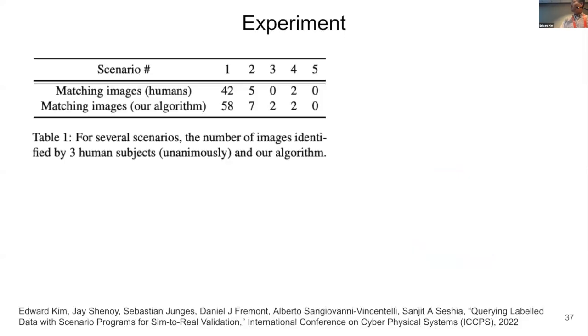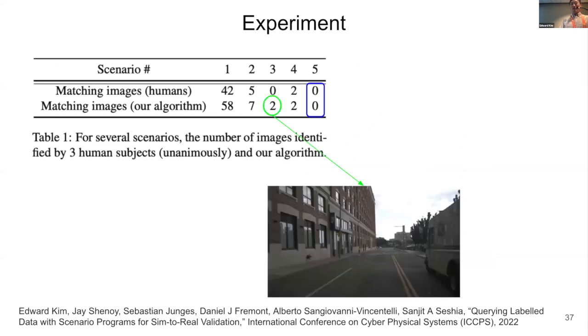And our experiment shows that, first of all, I'm not going to go over what each scenario is, but in scenario 5, there was supposed to be no scenes matching. That was the case. Oh, so just to explain, the first part is images that humans found. The second part is the images that our algorithm found. And then regarding scenario 3, this was a potentially hazardous case where the car with the camera is going over the yellow line in order to bypass a car in front. And some of our participants completely missed retrieving this, whereas our algorithm was able to.